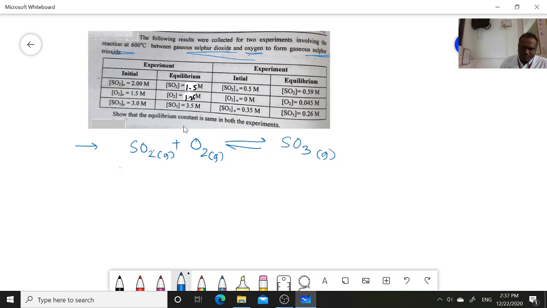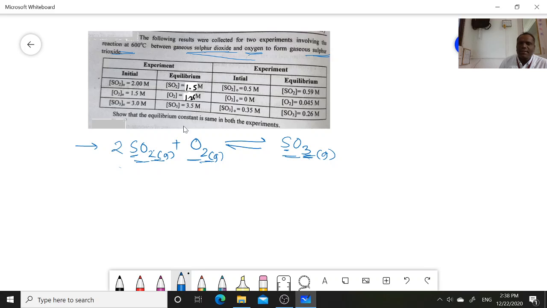Next thing is to balance this reaction. The number of sulfur atoms on this side is only one, and on this side is only one. Number of oxygen atoms, 2 plus 2, that is equal to 4 oxygen on this side, and only 3 oxygens on this side. Therefore, we have to balance the equation by multiplying by a particular factor. I will try to balance this equation.